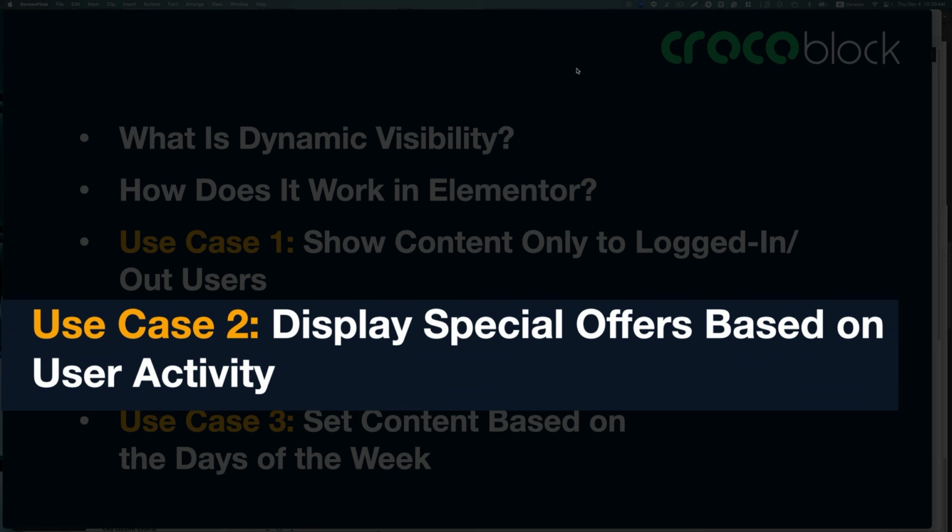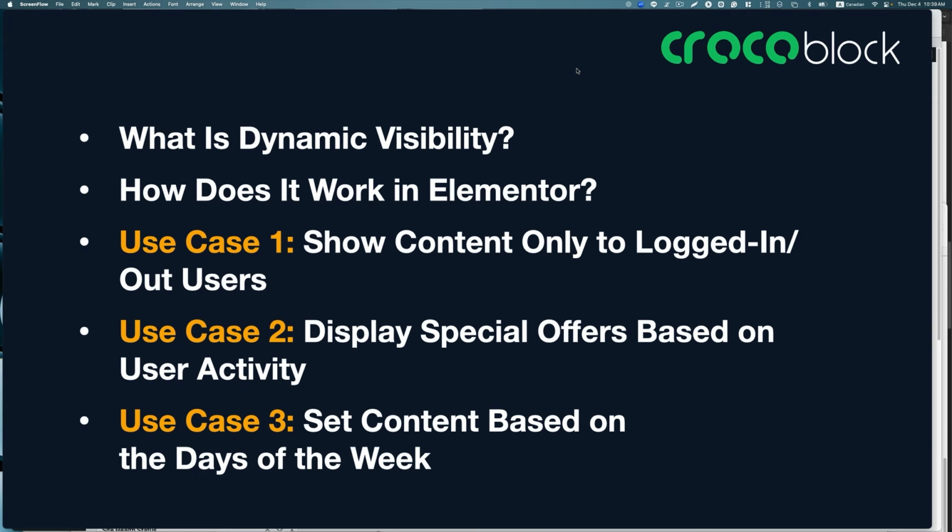All right, let's move on to use case number 2, displaying special offer based on user activity. If you want to show a special offer based on the user's action or status in Elementor, you can do that using the dynamic visibility module. So this lets you display discounts or exclusive deals only to certain users, such as returning visitors or logged-in customers. So let me give you an example here.